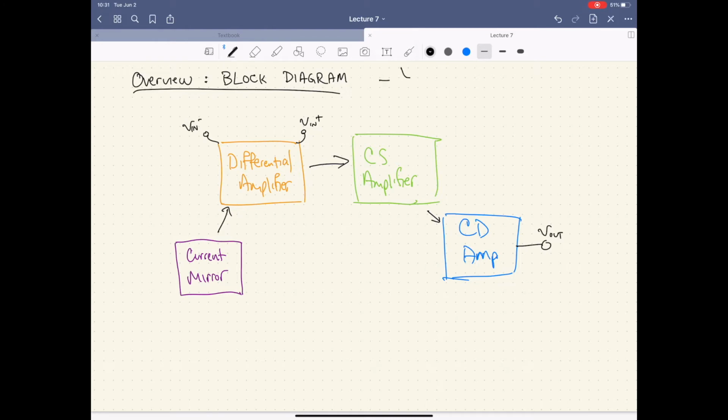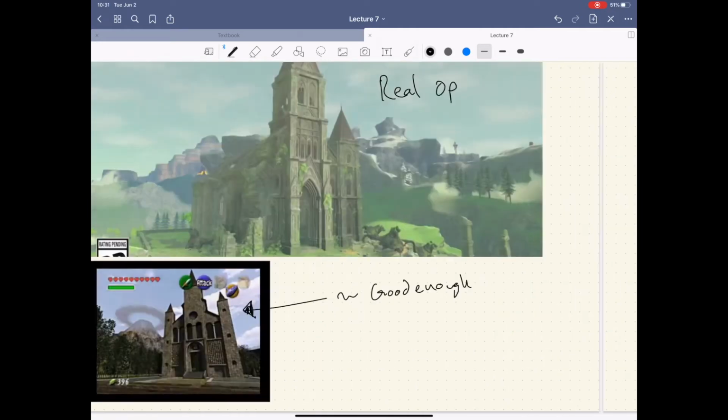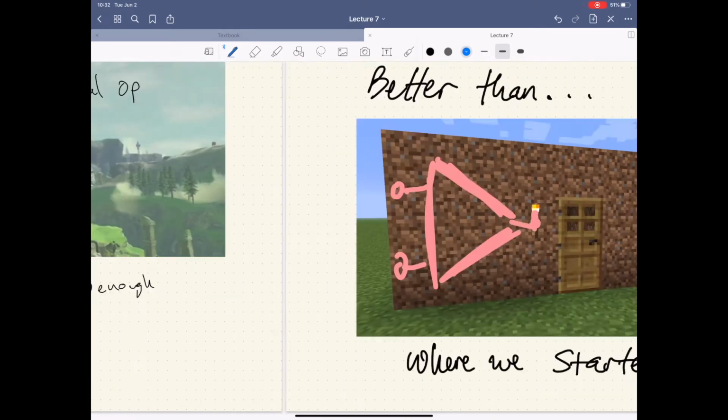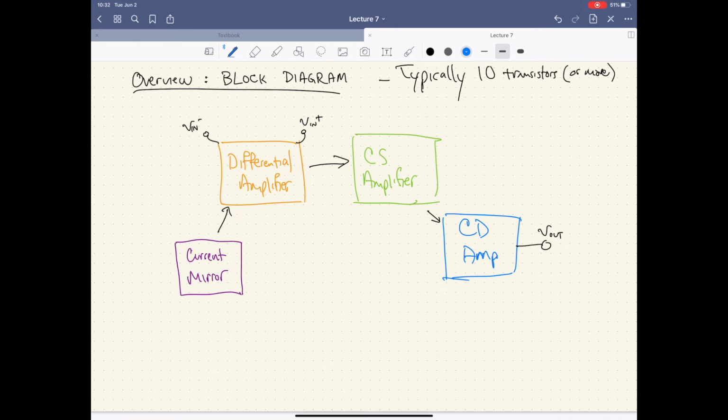It's typically about 10 transistors or more. And that's why I say today we're kind of doing the low res version of it, right? Like we're not quite going all out here. This is our first time constructing an op amp, so we don't need to put all the bells and whistles in here, but we'll get it good enough that you can understand the inner workings.